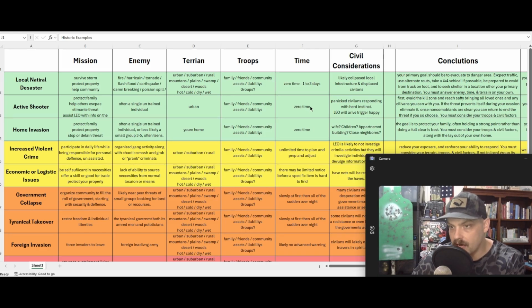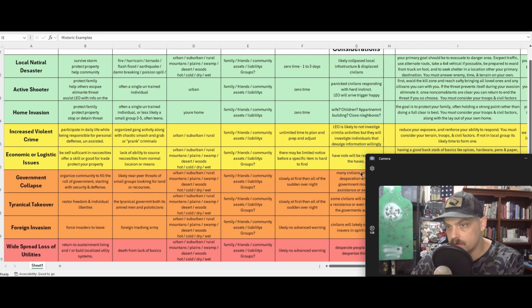Time: probably zero time. You're going to have no advance warning that this is taking place. Civil considerations: panicked civilians responding with herd instinct means they're going to be running en masse in a unified direction. Law enforcement officers will arrive trigger happy most likely.